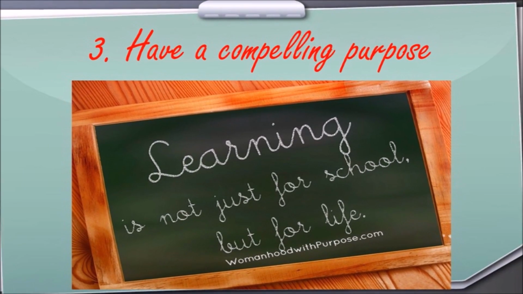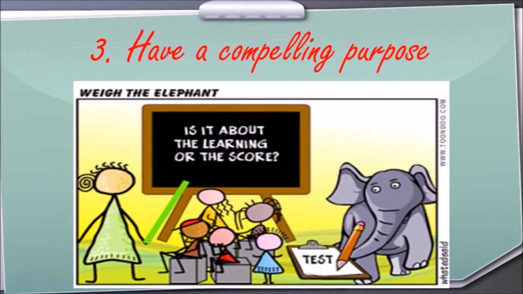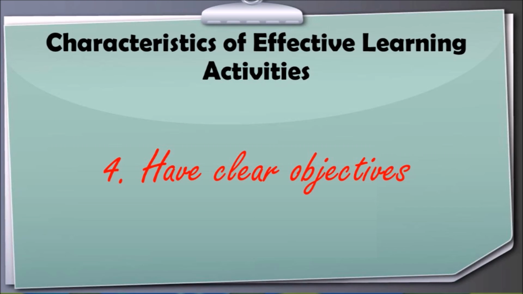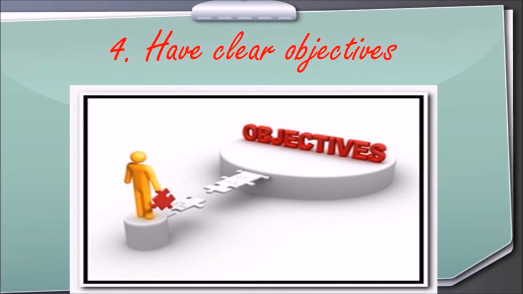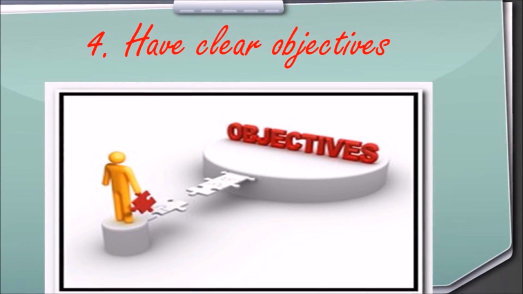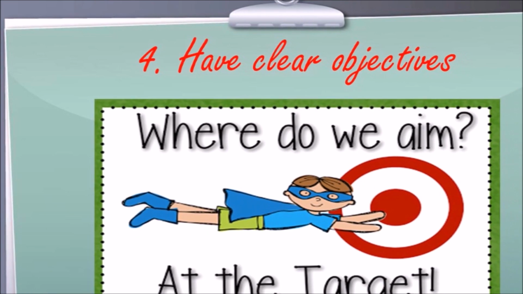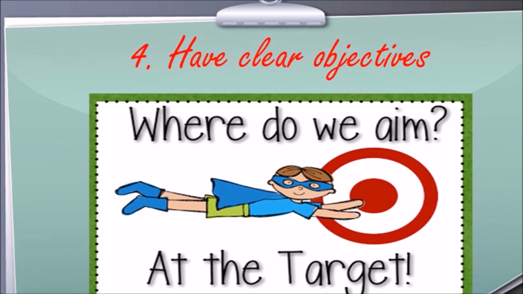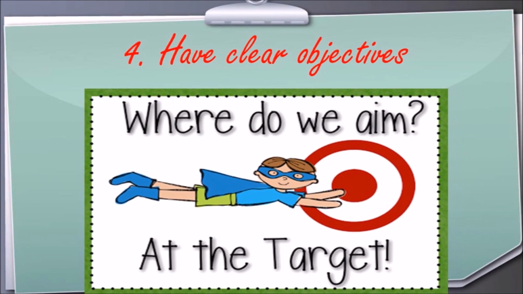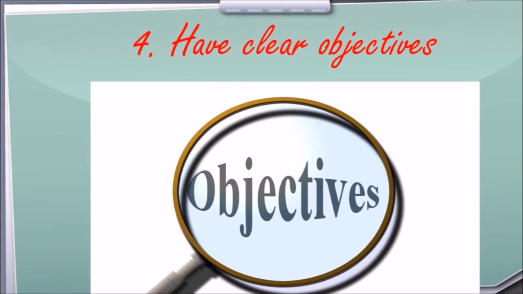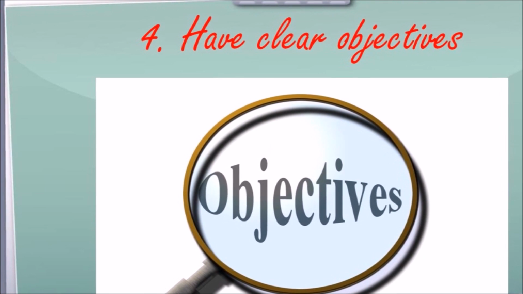Number 3. Have a compelling purpose. Activity cannot be successful if the students do not recognize their value and importance. Number 4. Have clear objectives. Each activity has the potential to provide a combination of information, solutions, methodologies, and the opportunity to develop specific learning skills. These objectives need to be specifically identified.